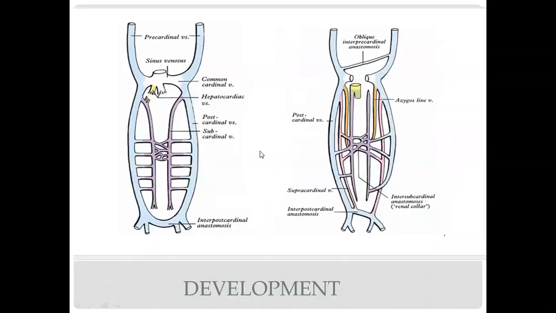A few words about its development. It is somewhat complex, but I will try to simplify it. Generally, the IVC is formed from three sets of veins: the anterior and posterior cardinal veins, and the subcardinal veins. The anterior cardinal vein drains the cephalic part of the fetus, while the posterior one drains the rest of the body of the fetus.